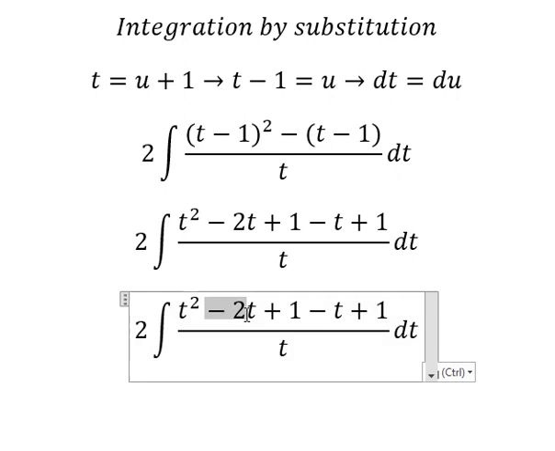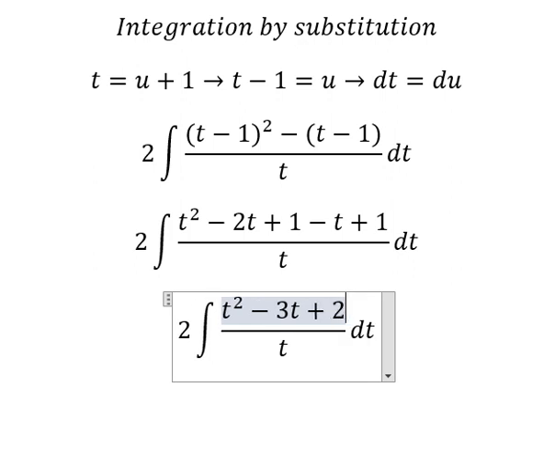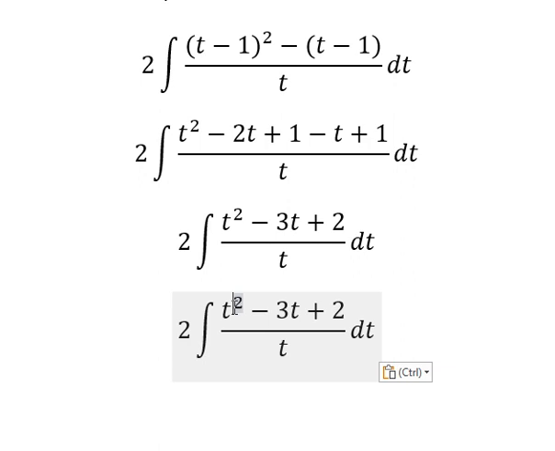So negative 2t, negative t, we have negative 3t. 1 plus 1 is 2. So t squared divided by t, we have t. T divided by t, we have 1. 2 divided by t, we keep the same.